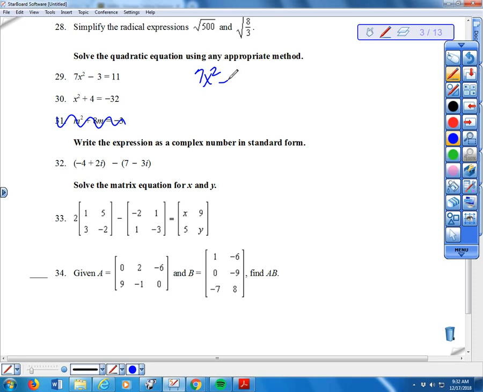Minus 13? 3. I know, but I was 14. I was bringing over. I guess I could do it that way too. Let's just do this.